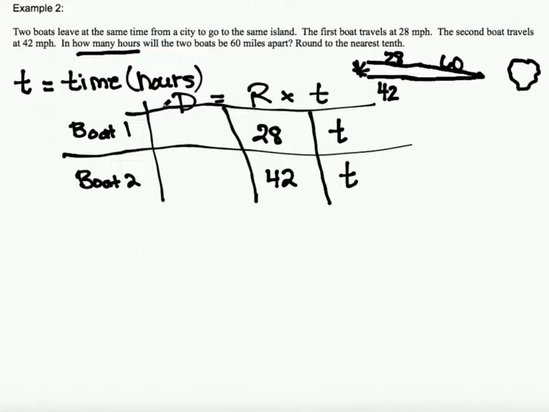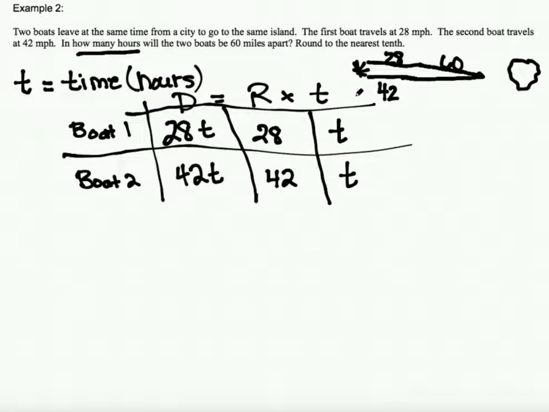Remember that this distance column right here is always filled in by multiplying the rate and time that we have over here. So this distance of boat 1 is going to be 28t. Distance of boat 2 is going to be 42t. Okay, now I have the distances.